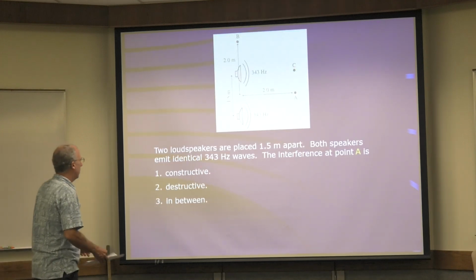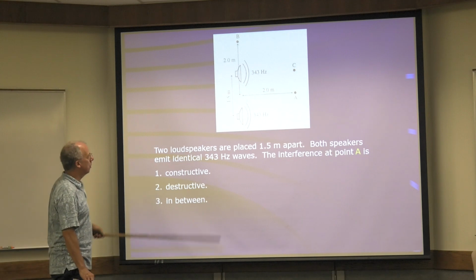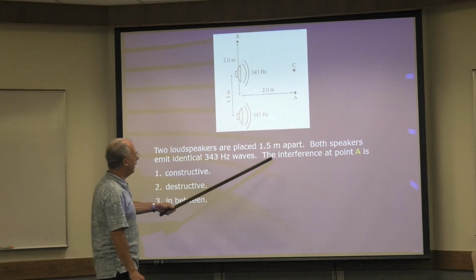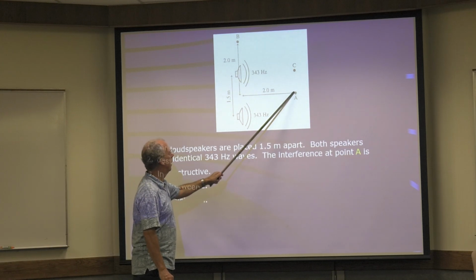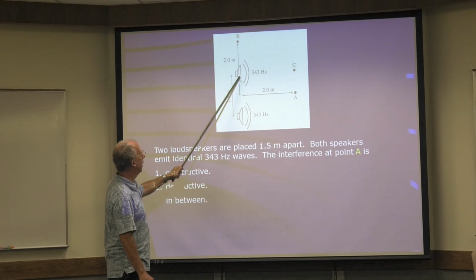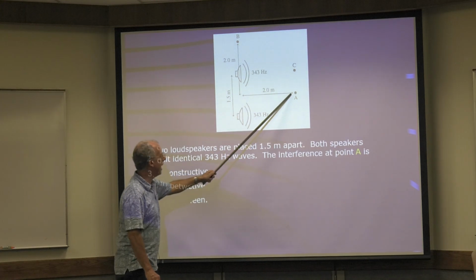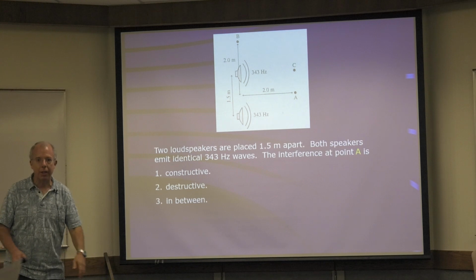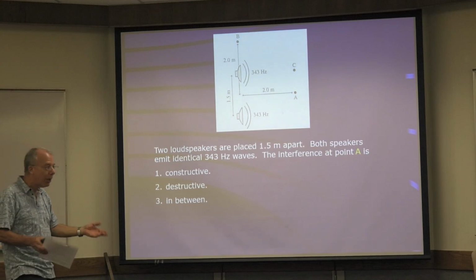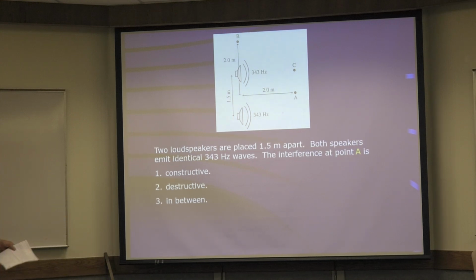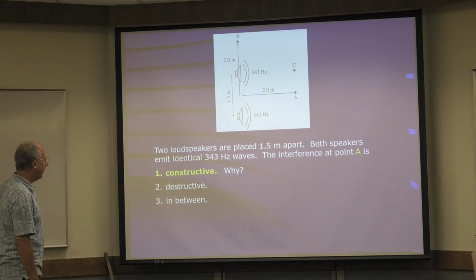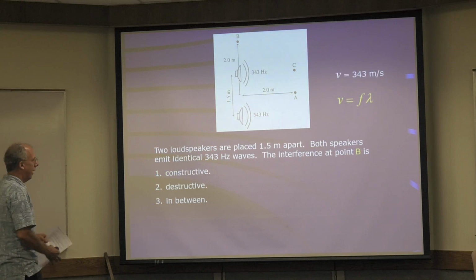Here. Two identical speakers, 1.5 meters apart. Both speakers are identical. What kind of interference do you have right here? Now, this is halfway between. So this distance is exactly equal to that distance. So that means that there is no path difference. And the speakers are identical, so what are you going to get? Constructive interference, right? All right, let's see. That makes sense. No path difference.